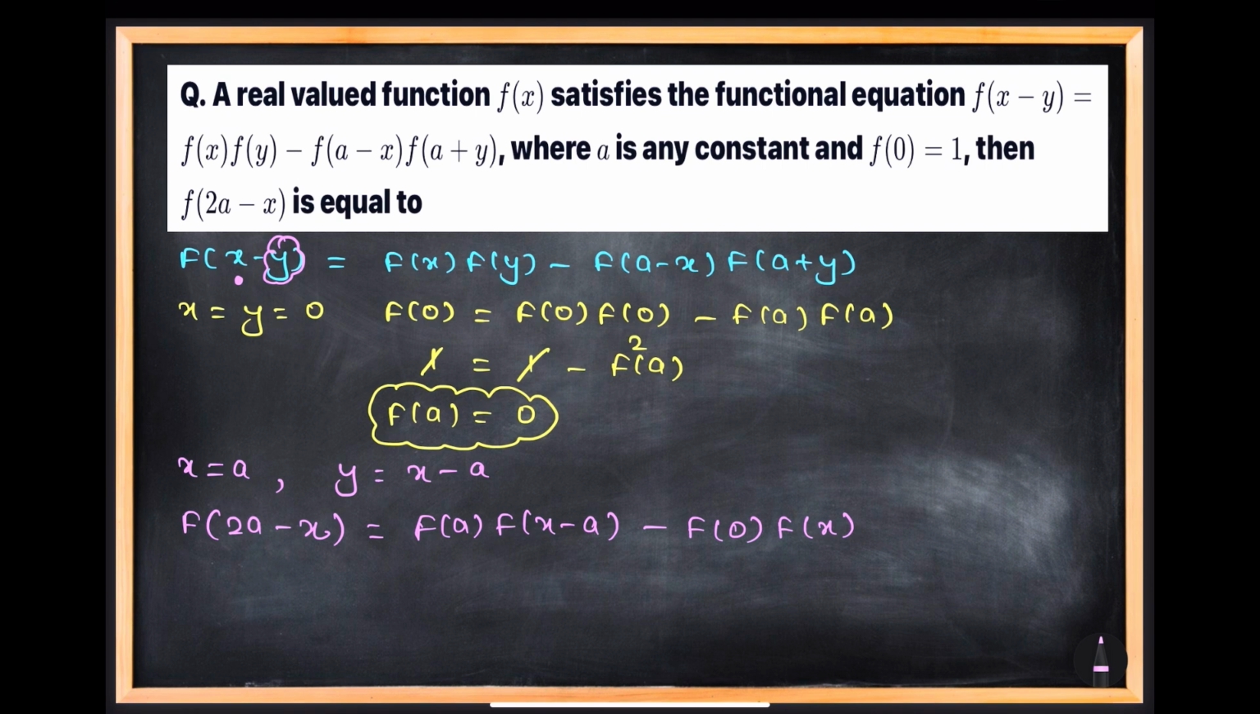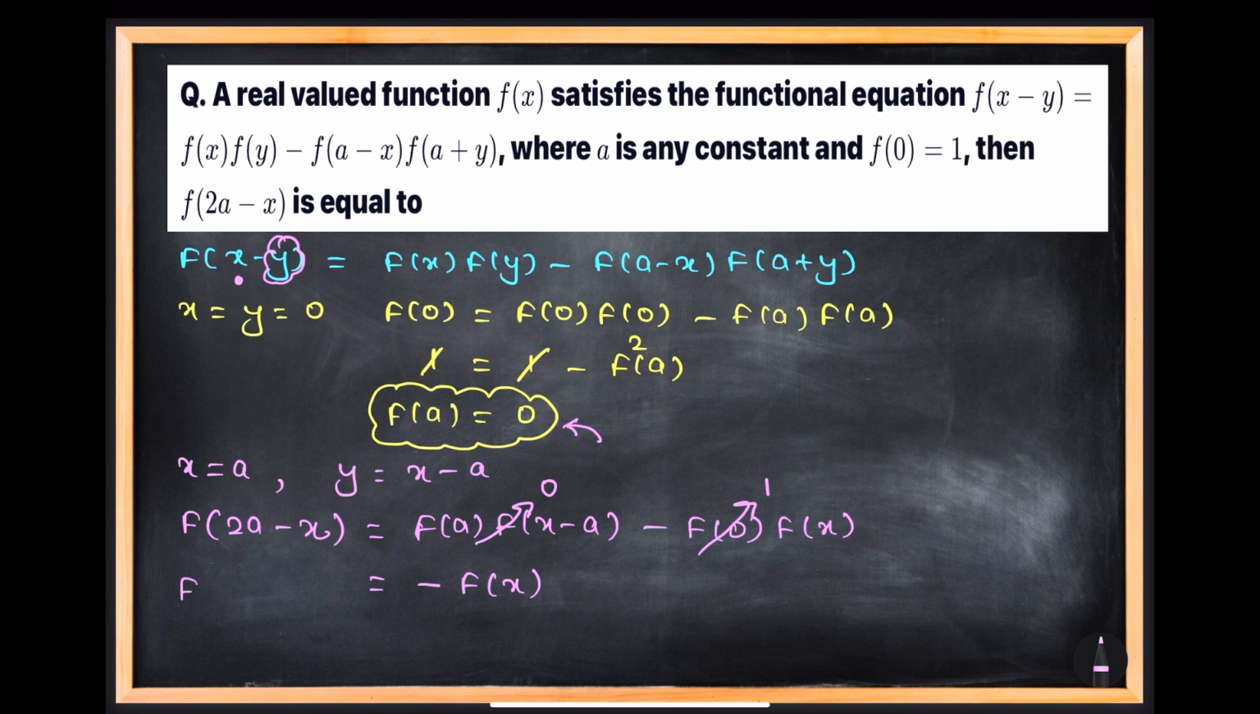Now be super slow. Who is f(a)? f(a) is 0. You can take it from here. So this thing will become 0. And f(0) is 1. This thing is 1. So can I say that the required value is minus f(x)?